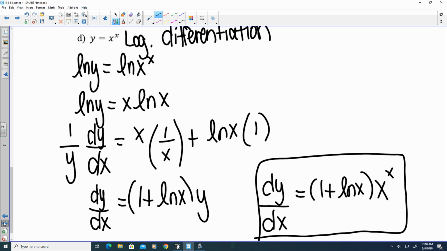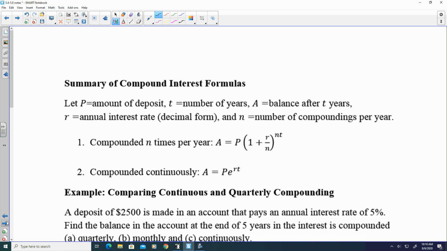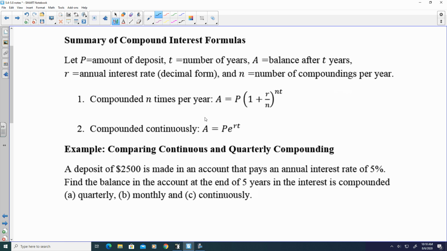Okay, so now we're actually going to just be reviewing some interest formulas. This you should have seen, I feel like, infinite times at this point. You see it in Algebra 1, you see it in Algebra 2, you see it in Pre-Calc, and now we're seeing it again. We're not actually going to do any calculus with this. We are just going to review how to solve for these questions.